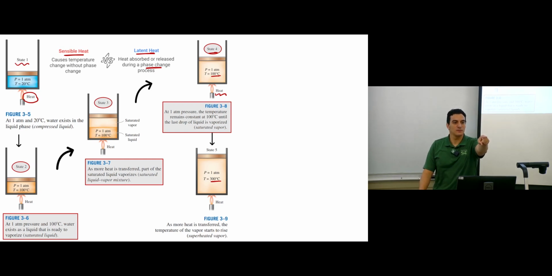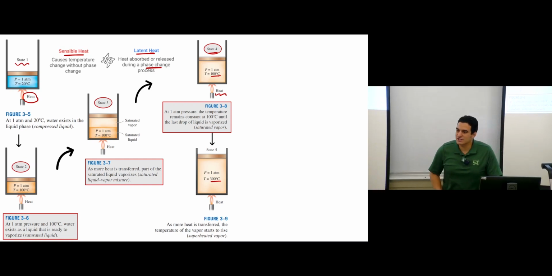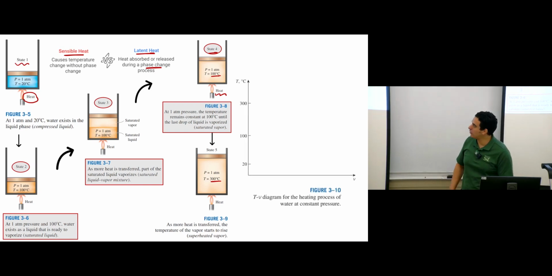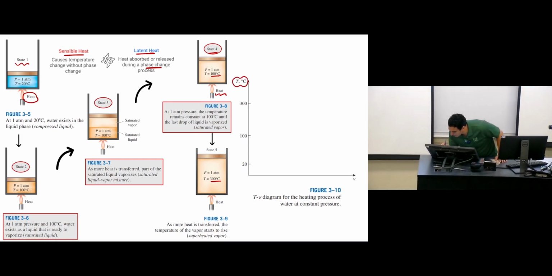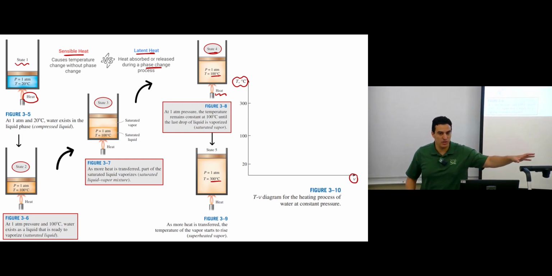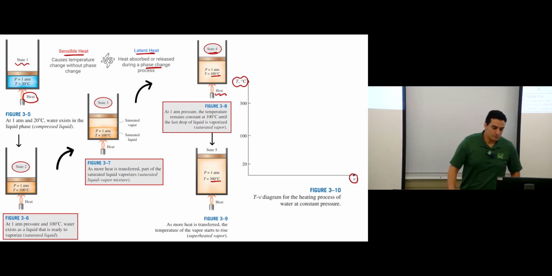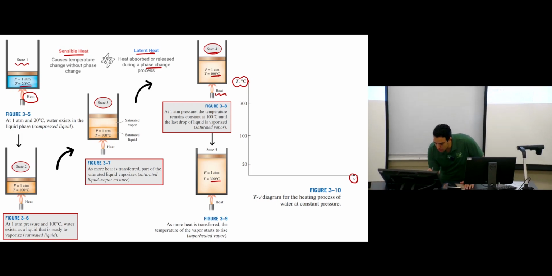Okay. Now let's start with the first phase diagram we have, and let's call it the TV diagram, which is the temperature-volume diagram. Why is it called the TV diagram? Because the y-axis is the temperature, and the x-axis is volume. So these diagrams are named after the variable we have on the y-axis and the variable we have on the x-axis.